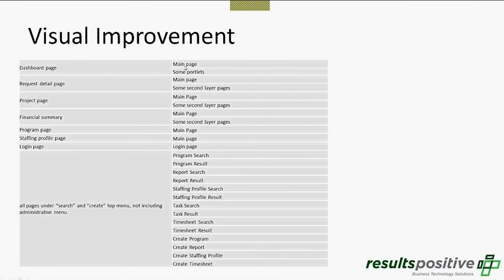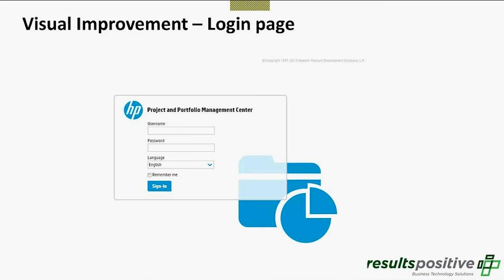From a visual improvement perspective, this is just a list of pages that have the visual improvement, but it's fundamentally the dashboards, the requests, the projects, financial summaries, program staffing profile, login, and then all the search and create pages for those under the admin menu. So it's a significant amount of the application, not the full application, that received the visual improvements in 9.2, and the plans are to continue to roll that out through the rest of the application.